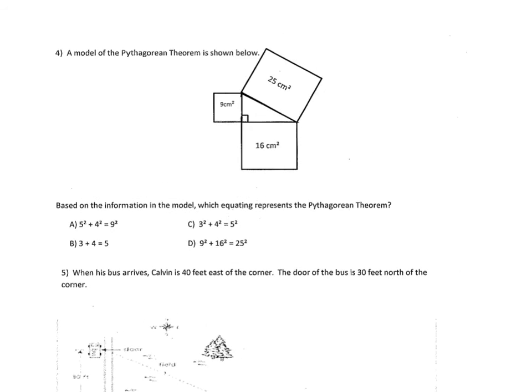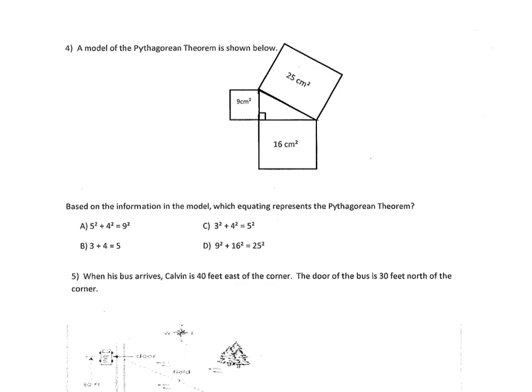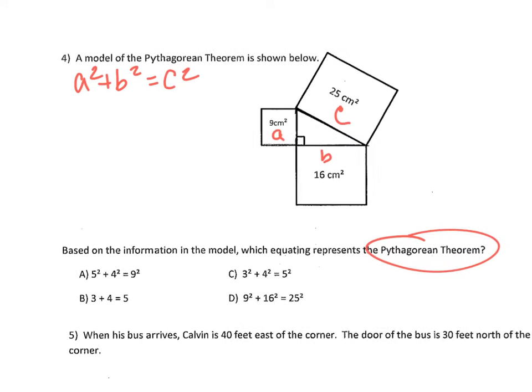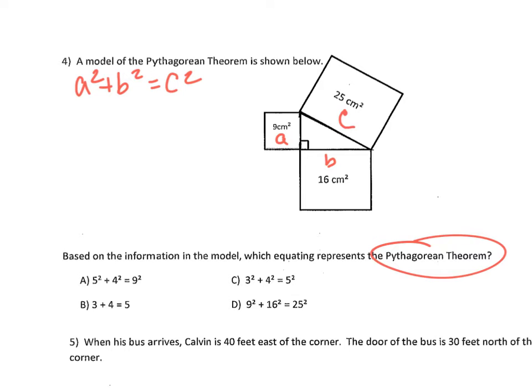Number 4, a model of the Pythagorean theorem is shown below. Based on the information in the model, which equation represents the Pythagorean theorem? Remember, it's a squared plus b squared equals c squared. So c is always our longest side, or our biggest number. A and b are interchangeable. One thing we need to notice about this is saying 25 is the area. So it's already multiplied side by side. It's already multiplied base times height.